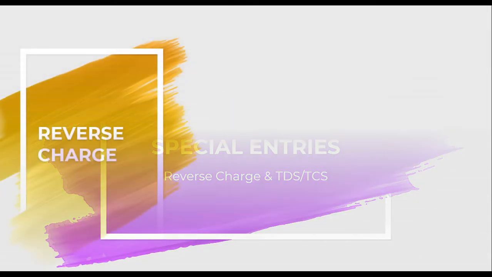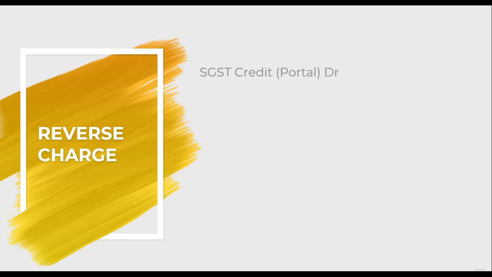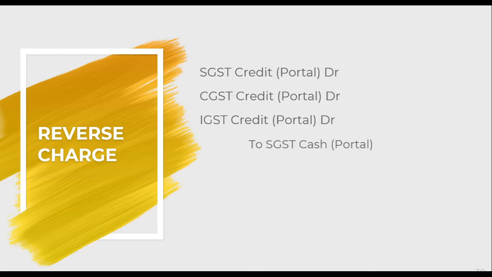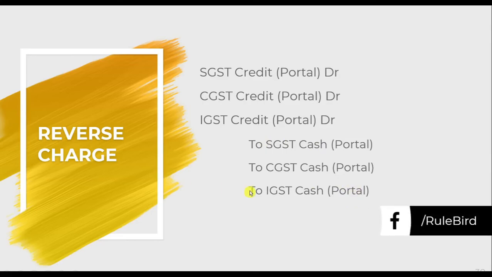If you need to pay any balance under reverse charge, then you can just pass this entry: SGST credit portal, CGST credit, IGST credit on portal debit, as we will be taking this credit to SGST cash portal, to CGST cash portal, to IGST cash portal. Here we have availed this credit directly onto our portal, and any payment made, because we need to pay reverse charge, you cannot avail credit against the reverse charge, so we are directly adjusting those against our cash balance. So you can pass this entry on the last day of your month.